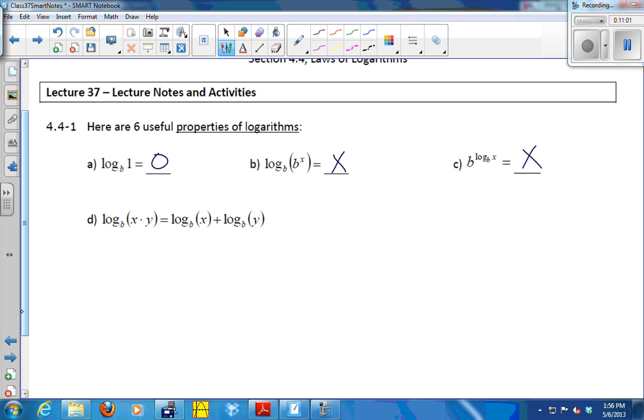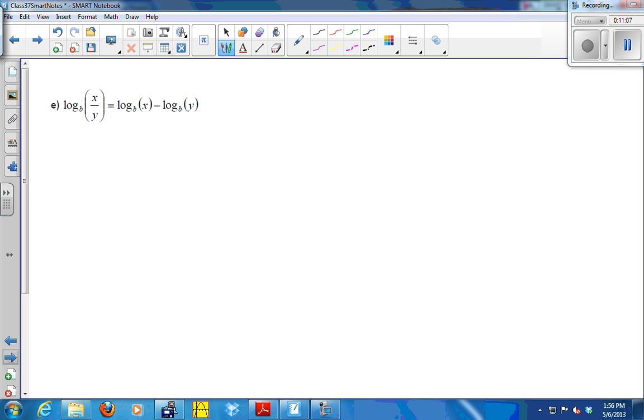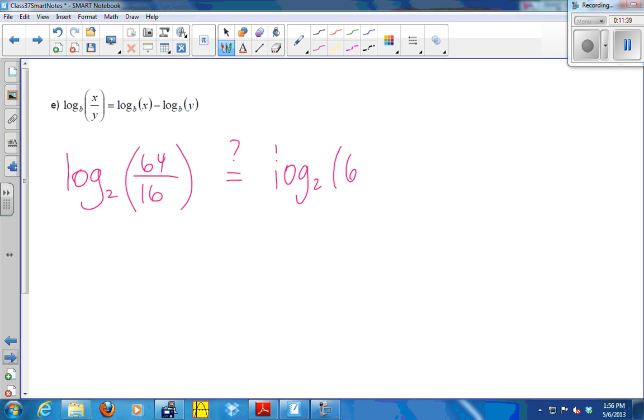Okay, so this is the main property. There's an analogous property when you do a division. If you want to take log base b of a quotient, you can take the 2 logs separately and subtract. So let's do an example. Let's say I want to do log base 2 of 64 divided by 16. 16 goes into 64? Yes. Okay, good. So that should equal, according to this property, log base 2 of 64 minus log base 2 of 16.